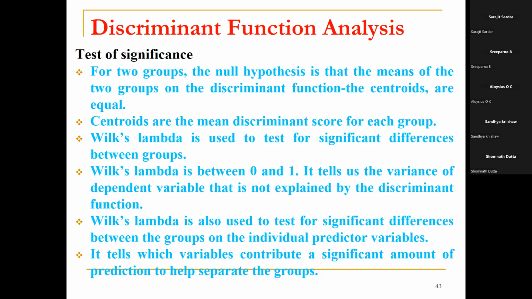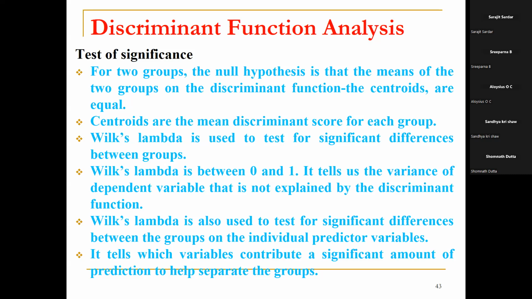So, test of significance. For two groups, the null hypothesis is that the means of the two groups on the discriminant functions are equal. What is the main objective? Discriminant analysis means the output gives us different classes. So how do the classes develop in discriminant analysis? That is based on the distance from a particular point, known as the centroid. A point which is close to the centroid of a particular class belongs to that class. So the centroids are the mean discriminant scores of each group.